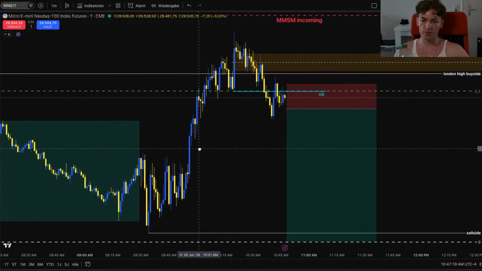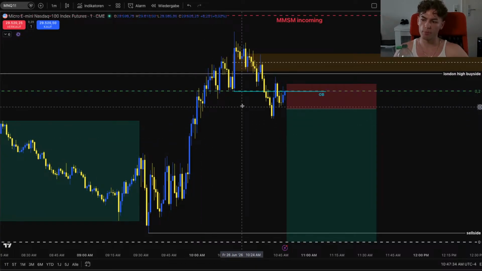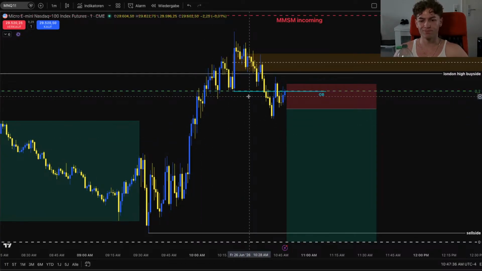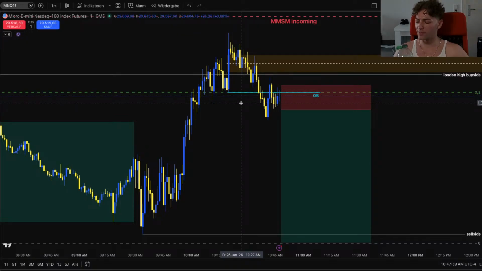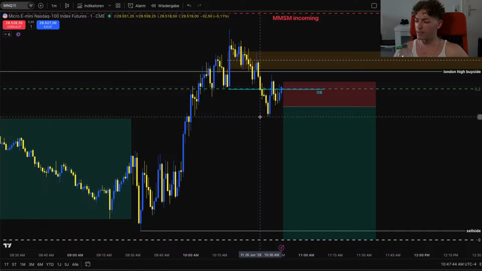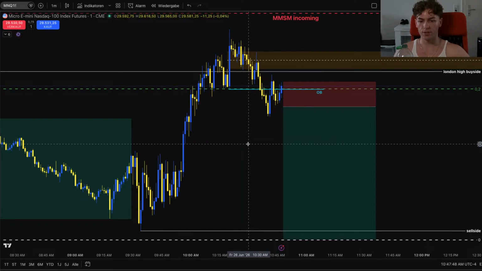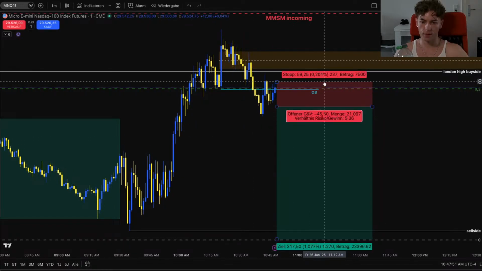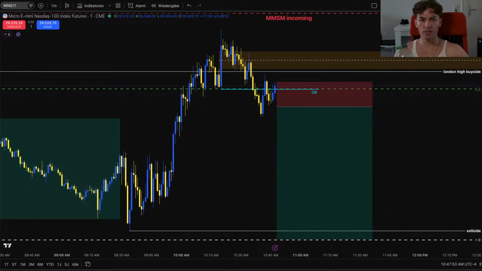Typical summer price action. Like towards July, August, price action tends to be a little bit slow paced, choppy, more sideways movement, more consolidation, taking basically more time to deliver the target. So we are patiently waiting.